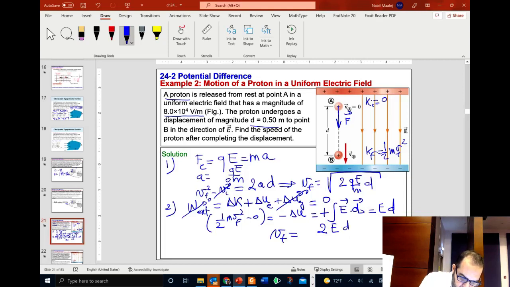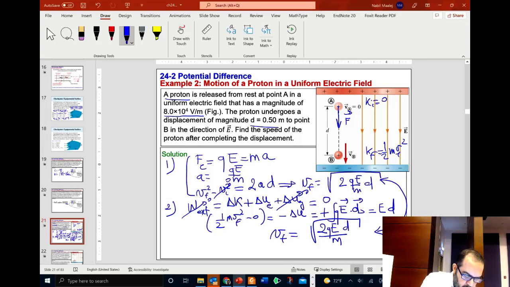2 E d 2 Q. Yeah, I forgot the Q here. Sorry. Delta V is equal to the integral of minus E dot ds. Delta U is Q times delta V, so I have to put the Q there. So 2 Q E d divided by m, square root. Same as this one.